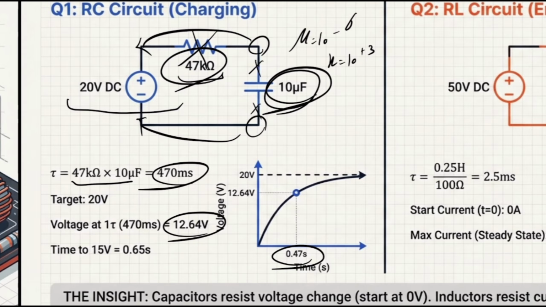Or you can use the formula itself, because as you know, the charging formula for a capacitor is V(t) equals V saturated times (1 minus e to the power negative t over tau). Or you can do either, it doesn't matter.